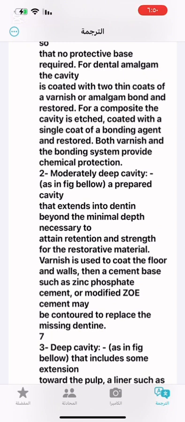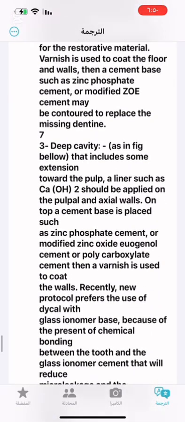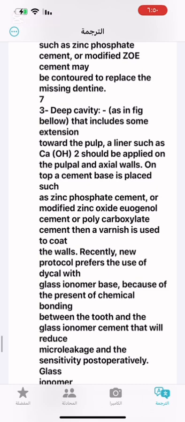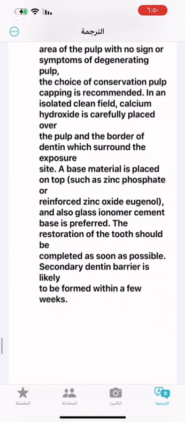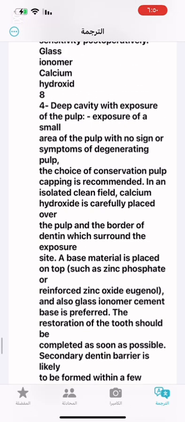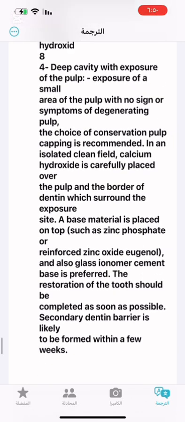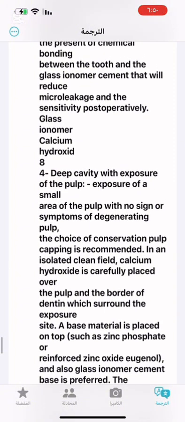Both varnish and the bonding system provide chemical protection. 2. Moderately deep cavity, as in the figure below, a prepared cavity that extends into dentin beyond the minimal depth necessary to attain retention and strength for the restorative material. Varnish is used to coat the floor and walls, then a cement base, such as zinc phosphate cement or modified ZOE cement, may be contoured to replace the missing dentin.